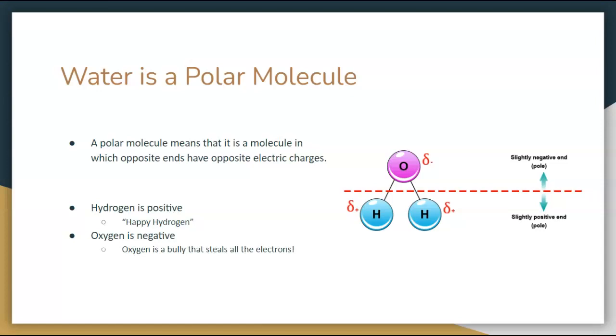This is important because, being a polar molecule, it has a ton of water properties, which we're going to get into in the next set of notes. The reason that water can do all of the incredible things that water can do is because it is a polar molecule. So again, I've mentioned this a few times, but happy hydrogens because they're positive, and oxygen is sort of a bully because it's so negative in regards to its electric charge.